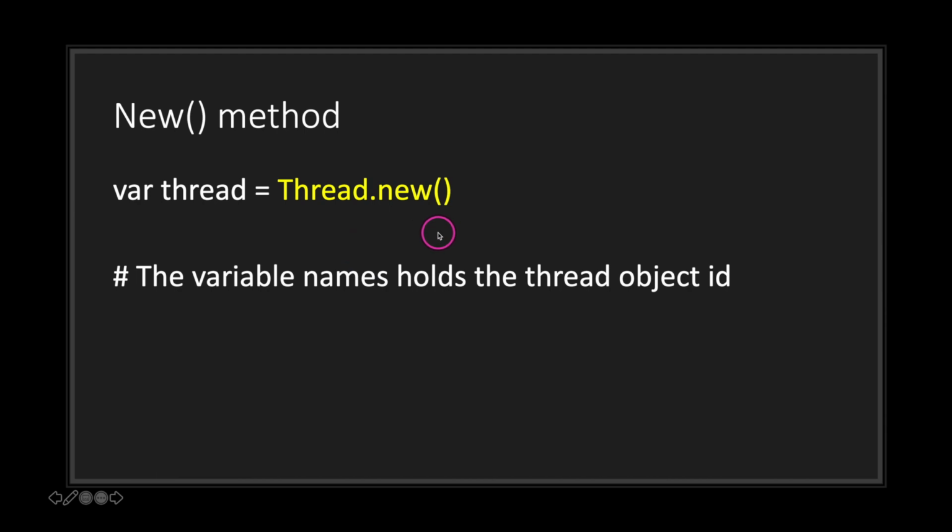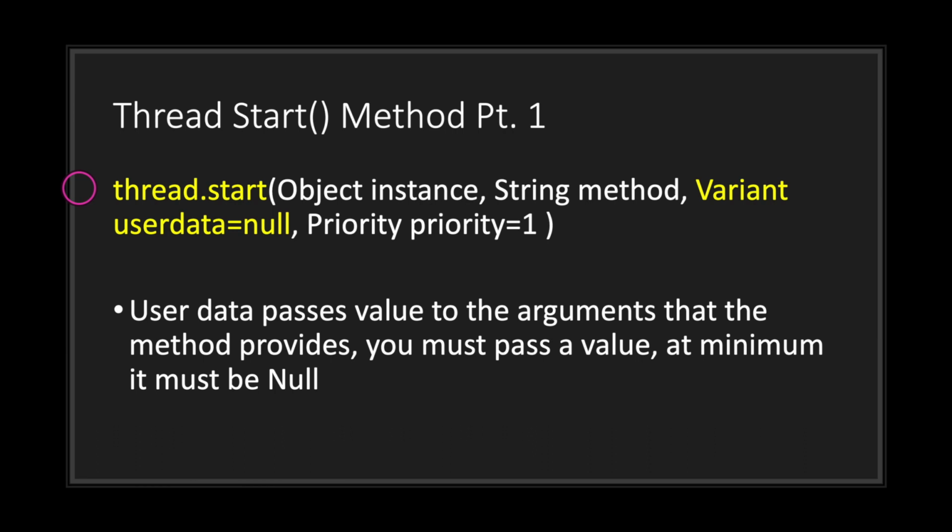Now the new method is self-explanatory. All it does is assign a new instantiation of the thread class to a variable. The variable holds the thread object ID. The heart of a thread is the start method. It takes in, again, 4 parameters, 4 arguments. Now the first 2 arguments are self-explanatory: the object instance, most likely the self keyword in many cases, and the string method, or a method in string format, that's inside your current class.